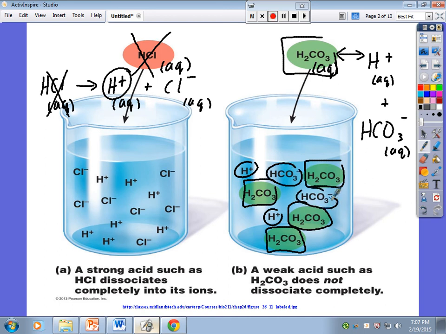Do you see any HCl floating around in here at all? Nope, because it completely dissociated. It wants to stay together when water says, no way, I'm splitting you up. This wants to stay together, and water says, well, okay, I'll let you. That means I have very few hydrogen ions, which means I'm a weaker acid, because if you don't have hydrogen ions floating around, you don't have what makes you very acidic.